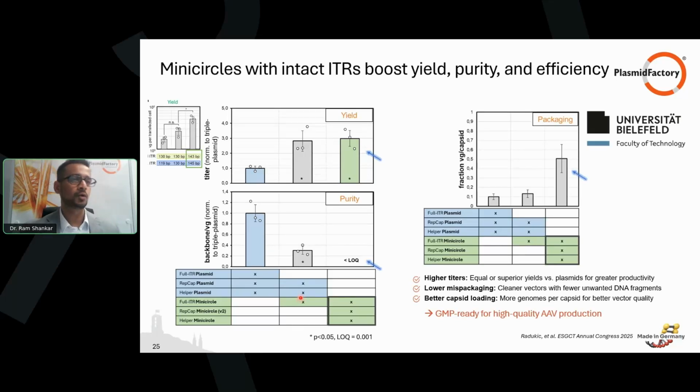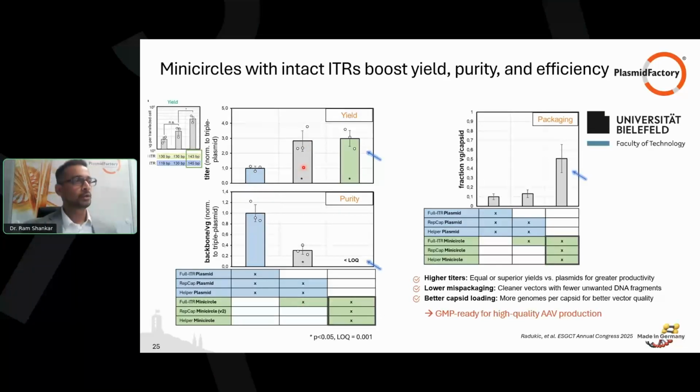So this is the real combination of using minicircle and full-length ITR sequences. When you use full-length ITRs in plasmids, they resulted in very high vector genome titers. Now bring that down to level 1, normalize it. When you just convert the transfer plasmid to a minicircle, you can push it up 3 times even further.